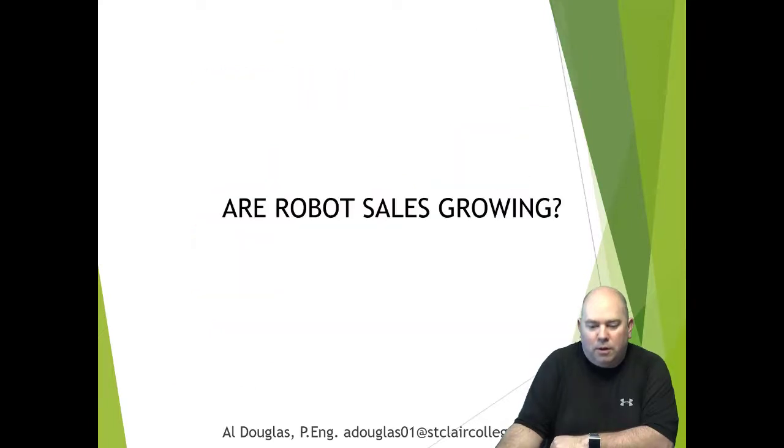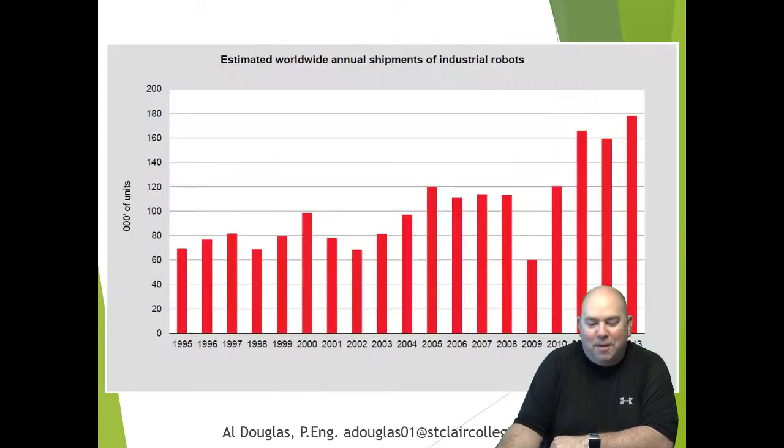So are robot sales actually growing right now? You can probably take a guess at what it's going to be. Here are some numbers from 1995 to 2013. As you can see, pretty steady increases all along the way here. You can see one big dip.